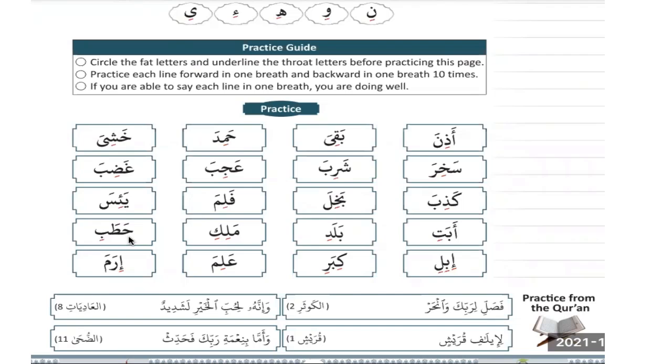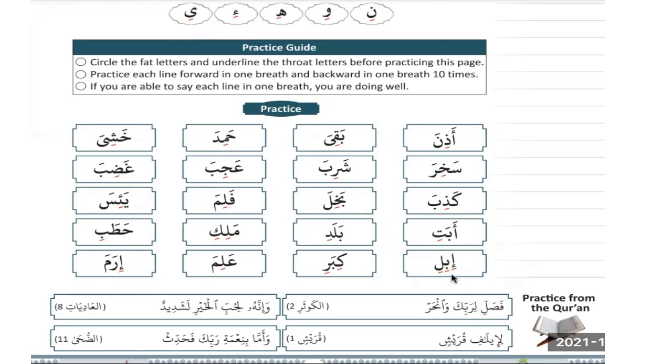Ha, this is the spicy ha. There are no dots. Ha fatha, ha. Again, this one is a heavy letter. Ta fatha, ta. Ha ta. Ba kasra, bi. Ha ta bi. Excellent. Very good. Here hamza, alif hamza kasra, i. Ba kasra, bi. Lam kasra, li. Ibili. Very good.